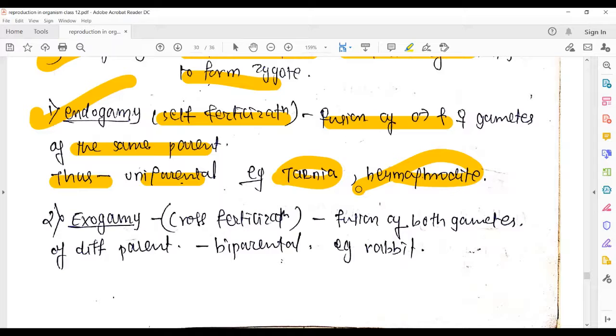Now exogamy. Exogamy means cross-fertilization, the fusion of gametes of different parents. Biparental condition can be seen. Take rabbit as an example. What is the example given to you over here? A rabbit.